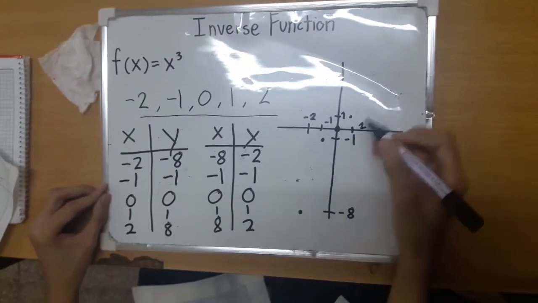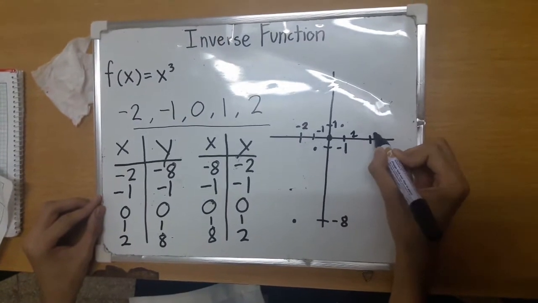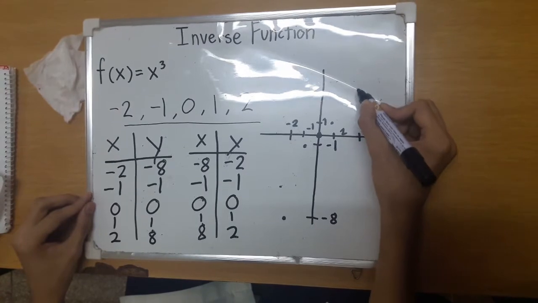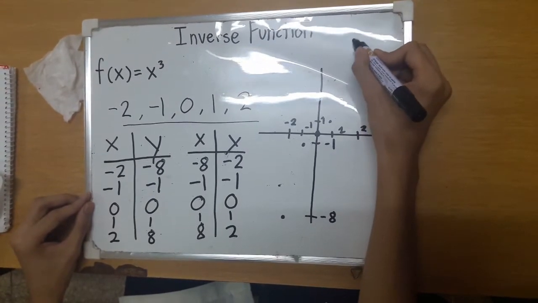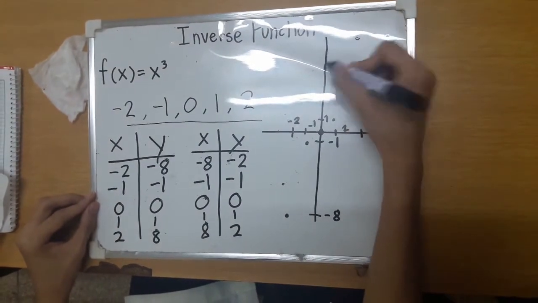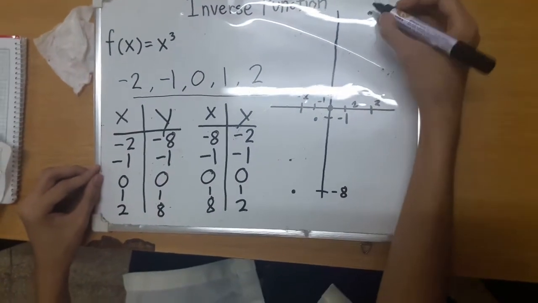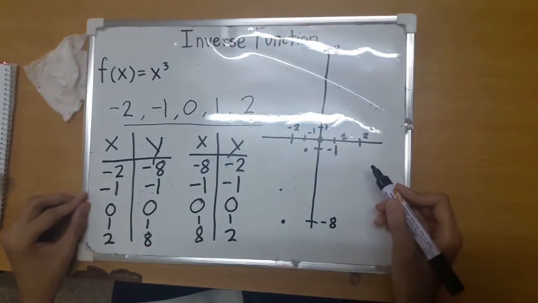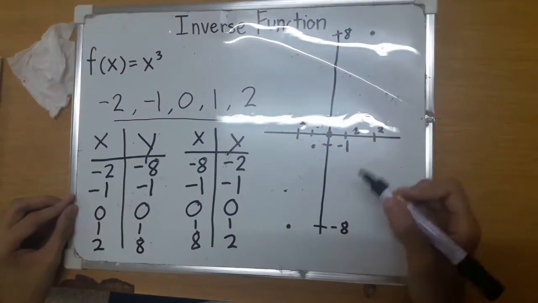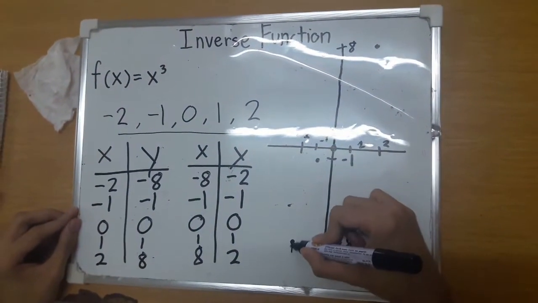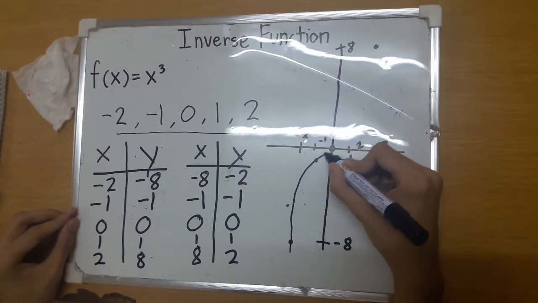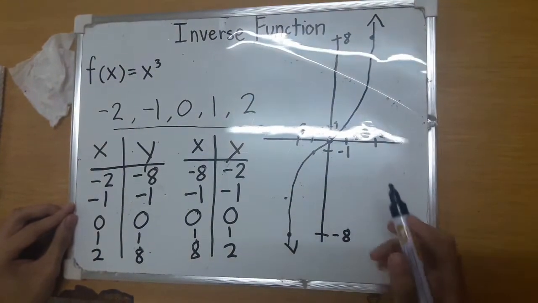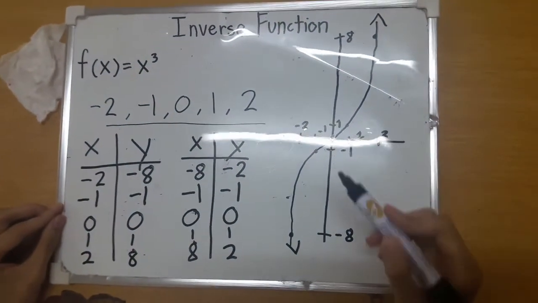Then 2, 1 and 2. Then 8, 1, 2, 3, 4, 5, 6, 7, 8. We're gonna plot it here, just extend that, then put 8 right here. Then we're here to graph the original function. Graph that here to there. Okay, that's the graph of the original function.